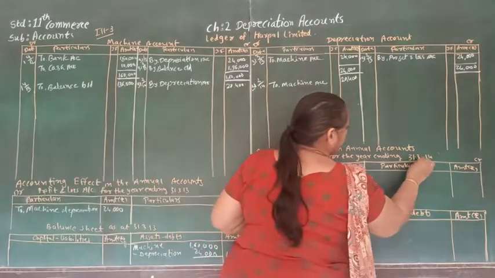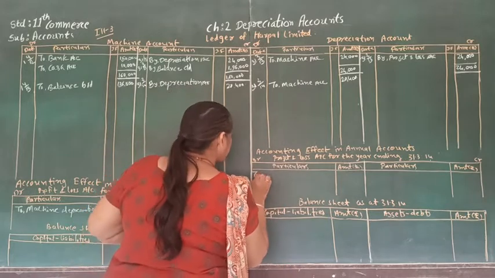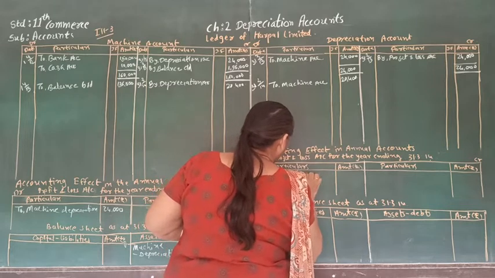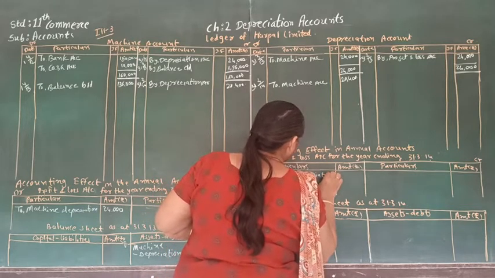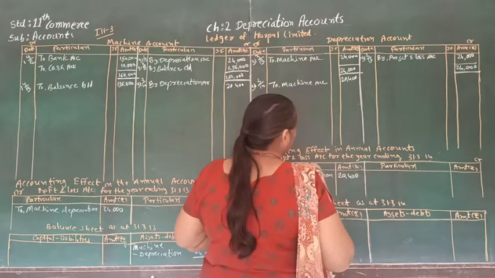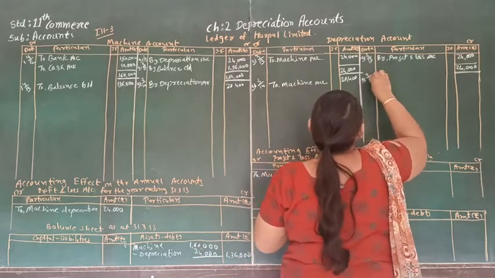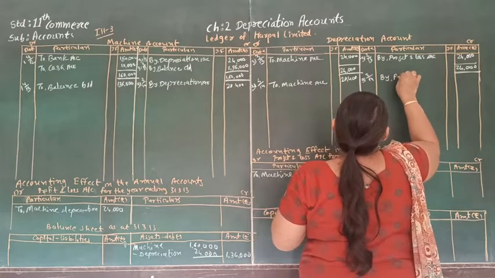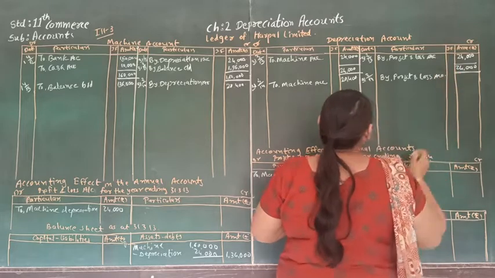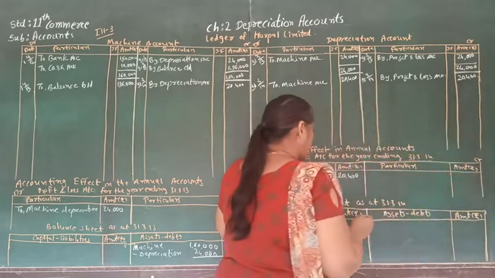And now the second journal entry for the second year will be profit and loss account debit to depreciation account. So here 31st 3/14 on the debit side of profit and loss account, we will write to machine depreciation, and the amount will be 20,400. And the same we are going to credit to the depreciation account 31st 3/14 by profit and loss account, and the amount will be 20,400. So this was the entry.